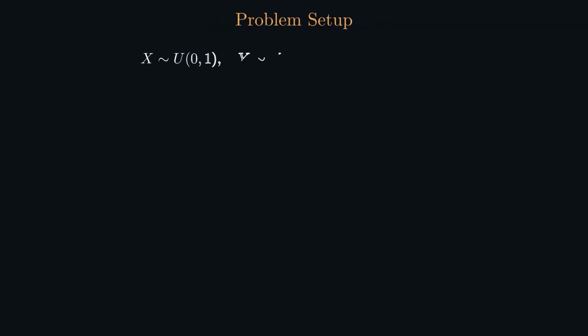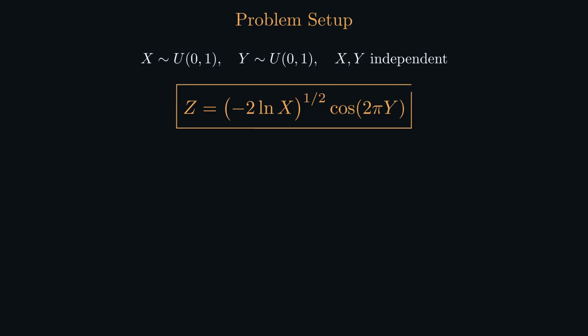Let x and y be independent random variables, each uniformly distributed on the interval 0 to 1. The transformation z equals the square root of minus 2 log x times cosine of 2 pi y is given. Find the probability density function of z.